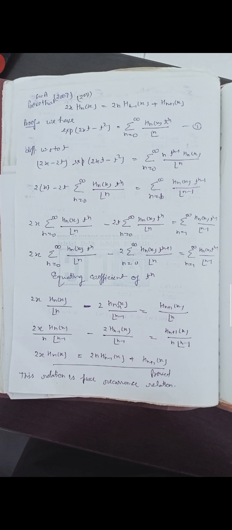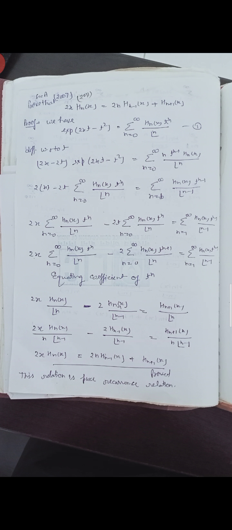This is 2x summation n=0 to infinity Hn(x) t^n/n! minus 2 summation n=0 to infinity Hn(x) t^(n+1)/n! is equal to summation n=1 to infinity Hn+1(x) t^(n-1) / (n-1)!